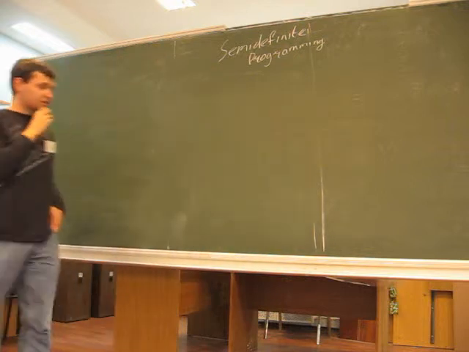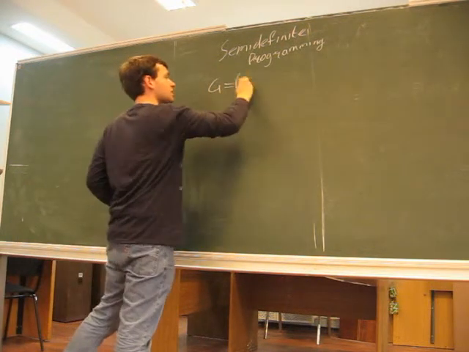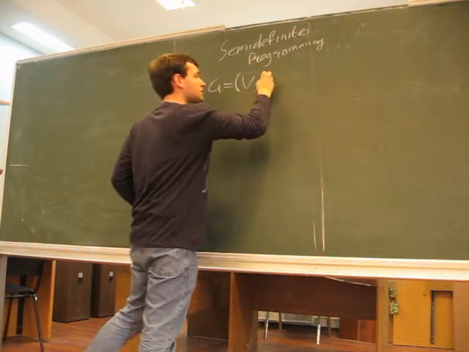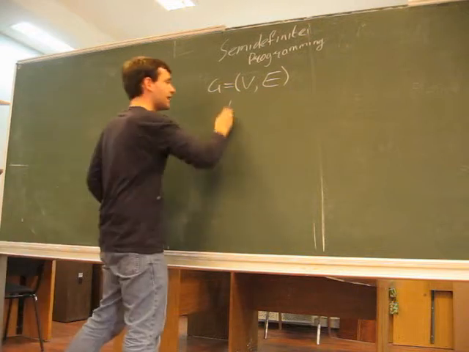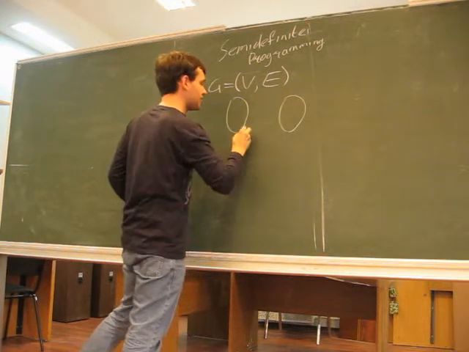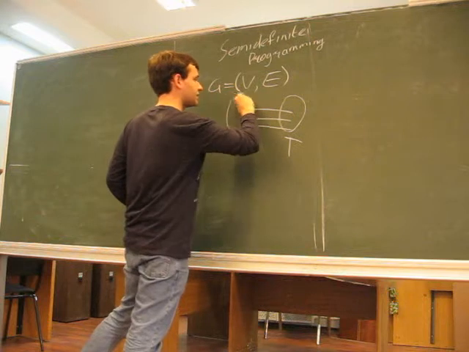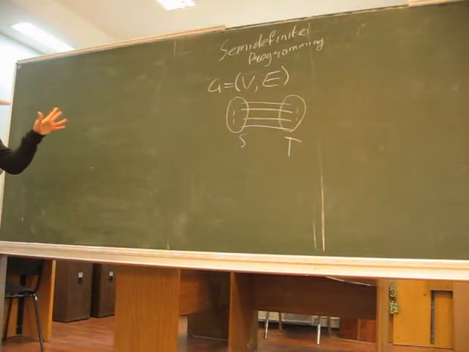So consider the following problem. We have a graph G with the set of vertices V and the set of edges E. Our goal is to divide it into two sets S and T and maximize the number of cut edges.